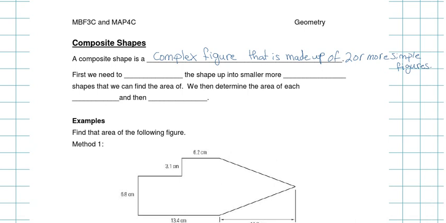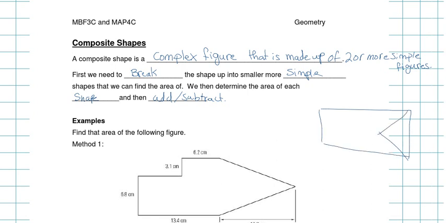So first we need to break the shape up into smaller, more simple shapes, and then add or subtract. Sometimes you have to subtract. Okay, so for example, if I give you this, right? And I ask you, find the area of this shape, right? Of the filled out shape.